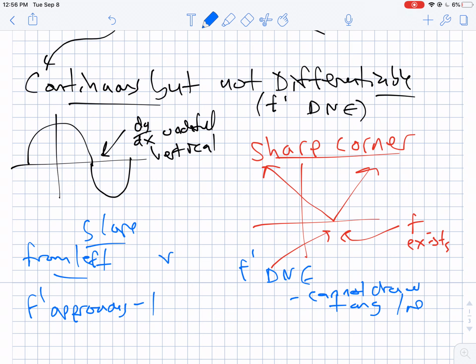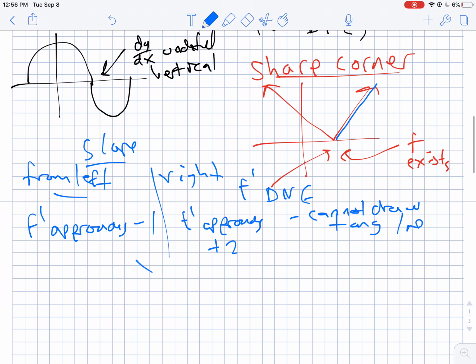From the right, that f prime approaches +1, right? Or I guess it looks like about 2 in this case. So we have a slope here of roughly +2 going up. Because these are different on both sides, they're not both approaching 0 or both approaching 3. Because these are different on both sides, that limit, that f prime, does not exist.